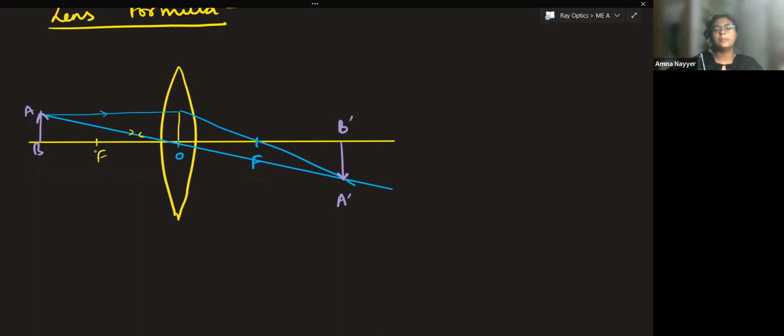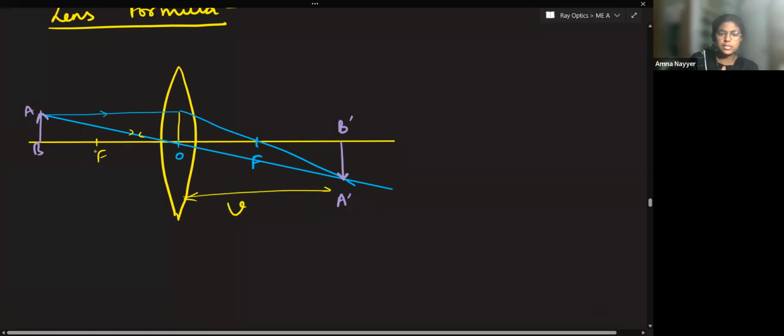This is the object AB. Here, an inverted image has been formed, A dash B dash. Fine. So see, the separation from the optical center to this image is the image distance, and the separation from this object to this optical center is the object distance, and the separation between this focus is F. Fine. And this is the focus.